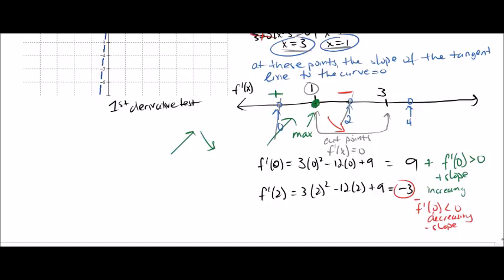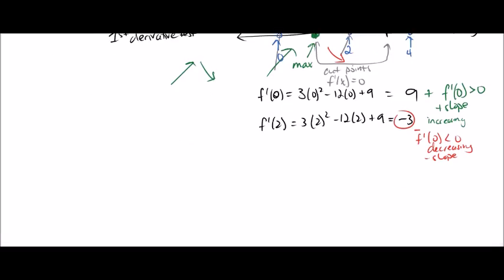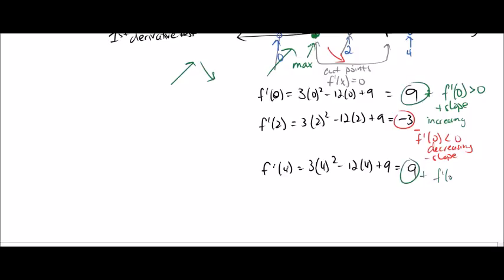Now we need to check 4, and we fill in f prime of 4 equals 3 times 4 squared minus 12 times 4 plus 9, and that's going to be 16 times 3, that's 48 minus 48 plus 9, so we get 0 plus 9, which is 9, and again, this is going to be positive, just like this one, so that means f prime of 4 is greater than 0. I just realized I put a 0 here where there needed to be a 2.